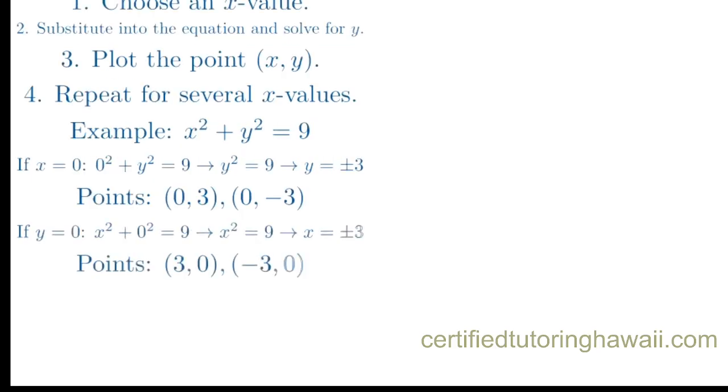Similarly, if y is 0, we get x squared equals 9, so x is plus or minus 3. This gives us 2 more points, 3, 0, and minus 3, 0. These are the intercepts of our circle. We can find more points by choosing x values between -3 and 3. For example, if x is 1, y is plus or minus the square root of 8. If x is 2, y is plus or minus the square root of 5. Plotting these points and connecting them with a smooth curve reveals our familiar circle. As you can see, this method always works.